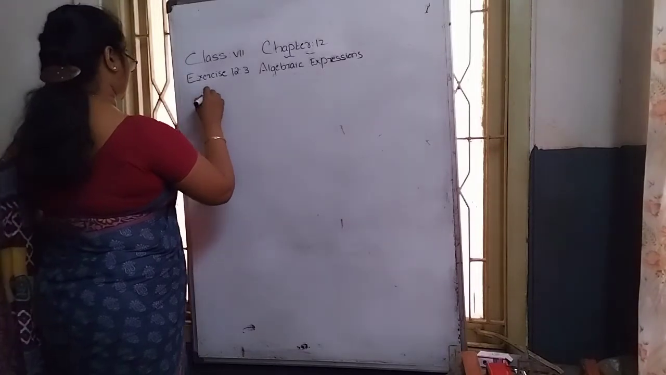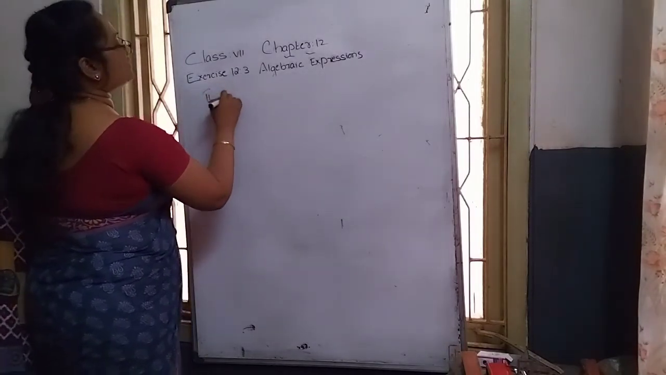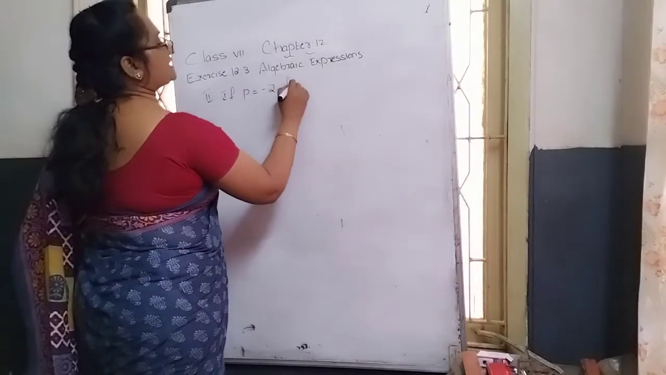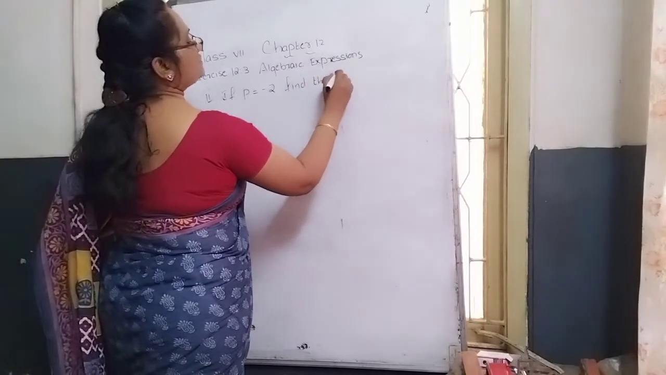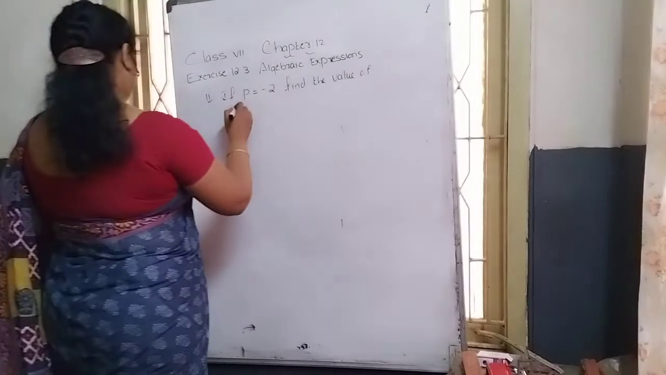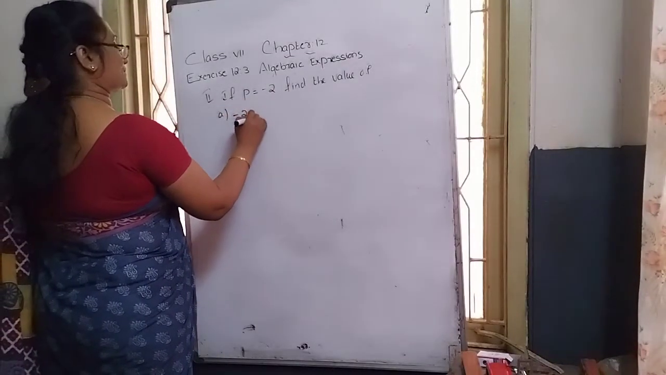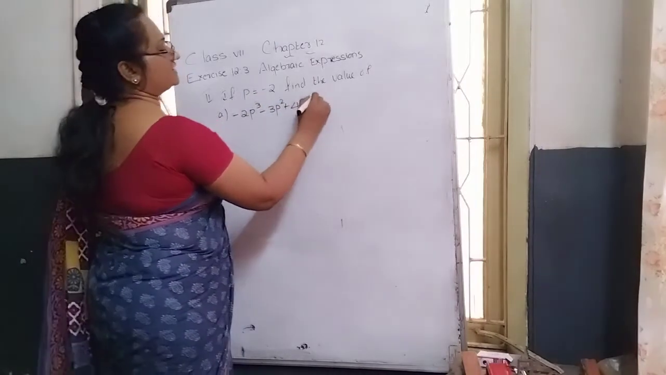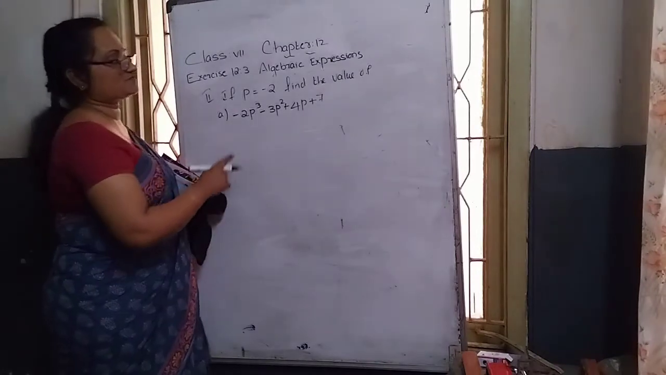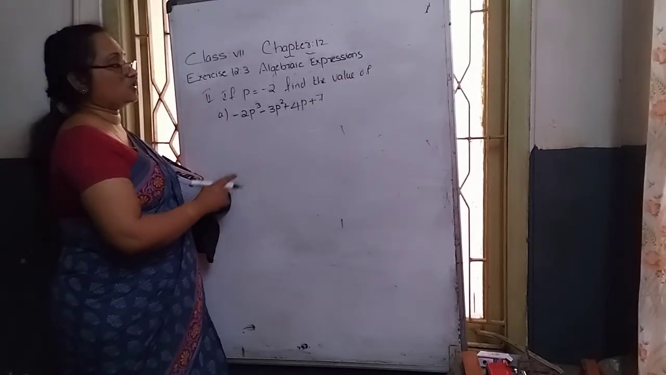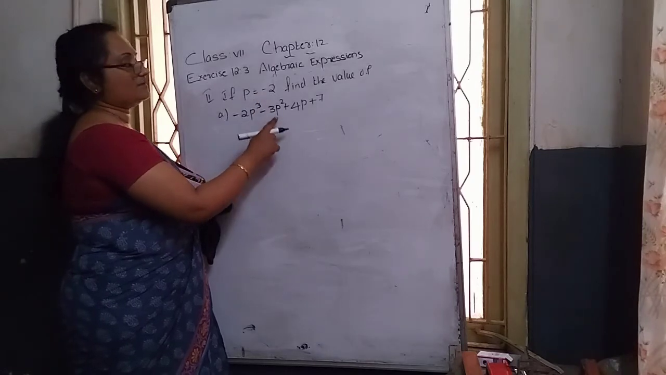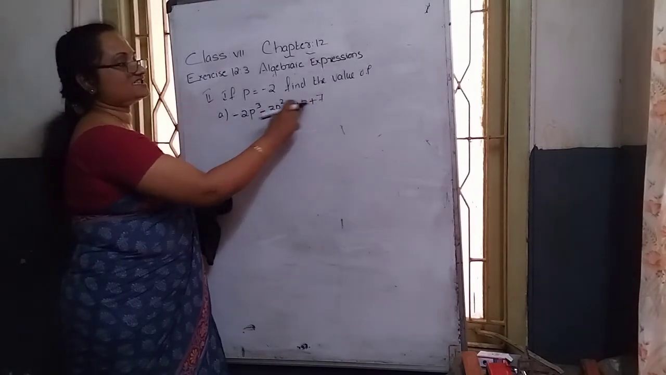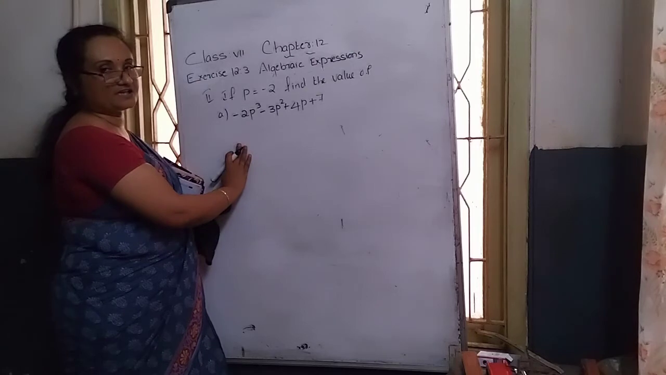In that second Roman numeral, they say the p value is given as minus 2. Find the value of the first question, given as minus 2p raised to 3 minus 3p square plus 4p plus 7. One question they gave. In this expression, how many terms are there? 4 terms. What are they? Minus 2p cube, minus 3p square, 4p and 7. 7 is a constant. The remaining 3 terms have the variable p.